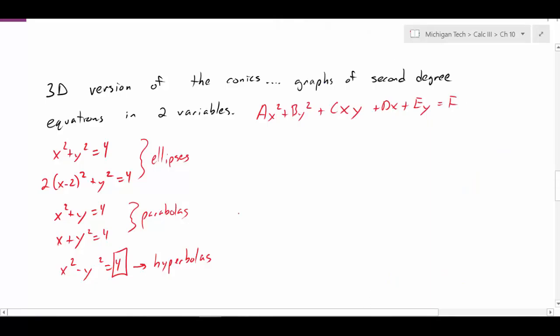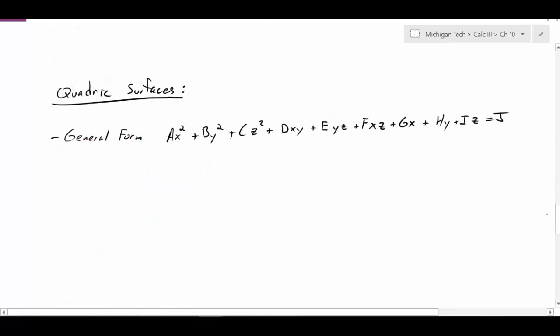And now we want to extend this idea of looking at second degree equations, but now in three variables. And that would give us our quadric surfaces. Okay, so our quadric surfaces also have this general form. And all we're doing is adding in these third variables. So now I have a plus cz squared. And now I have more mixed terms because I can have mixed terms with z's in there. And then I have a term in z to the first power here as well.